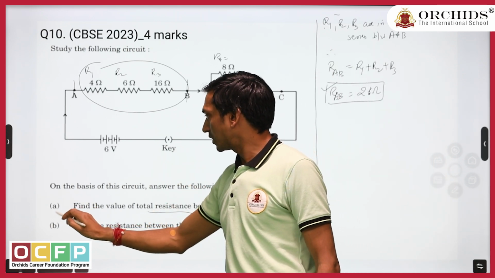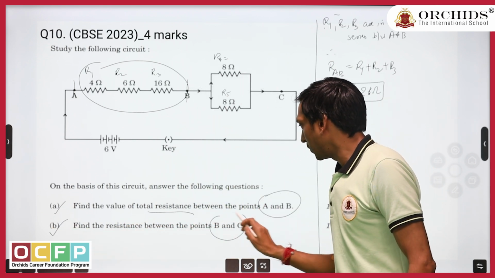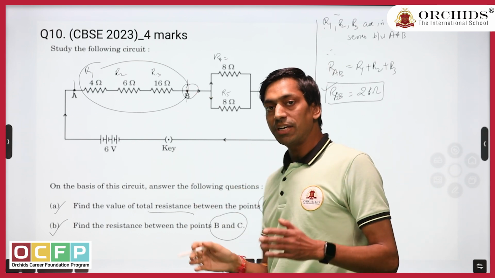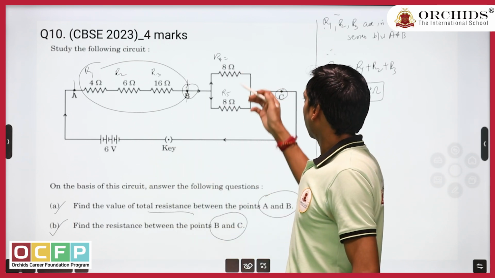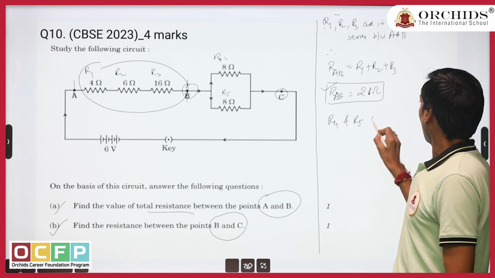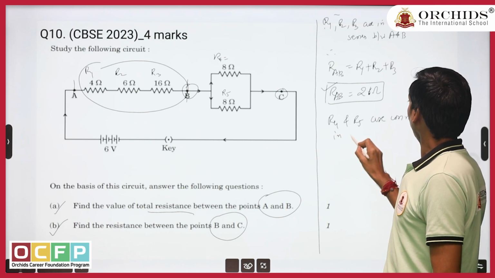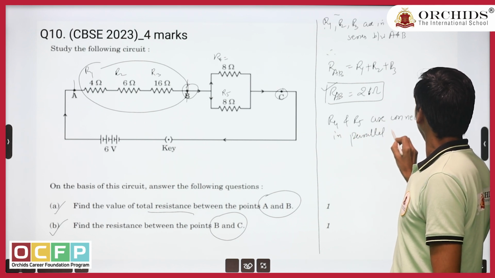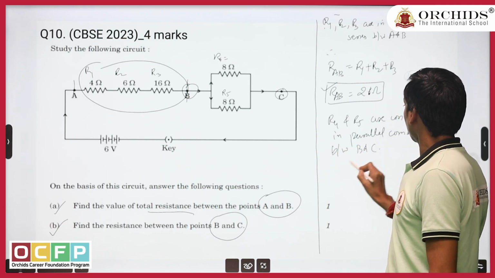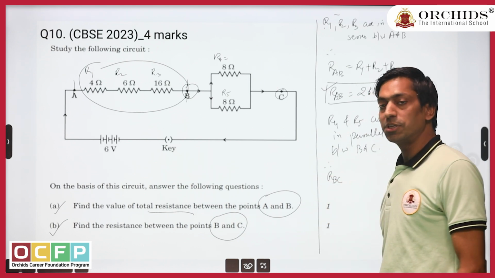Now the A part is done. The B part of the question is, find the resistance between the points B and C. Where is point B? This is point B and this is point C. And between B and C, we have two resistors which are connected in parallel. So now we can say that R4 and R5 are connected in parallel combination between B and C. So therefore, RBC is the resistance between B and C.